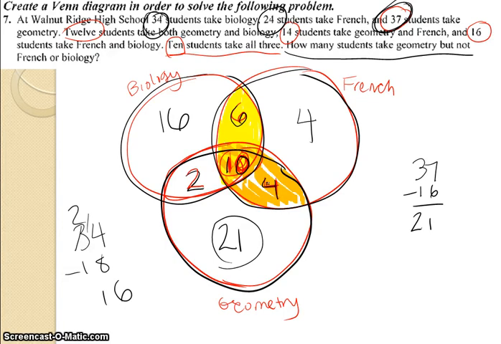You need to understand how to do this, and you can, of course, always ask me questions in class if it's still confusing. But this kind of logic, starting in the middle and moving out, is the way to solve these sorts of complex Venn diagram problems.